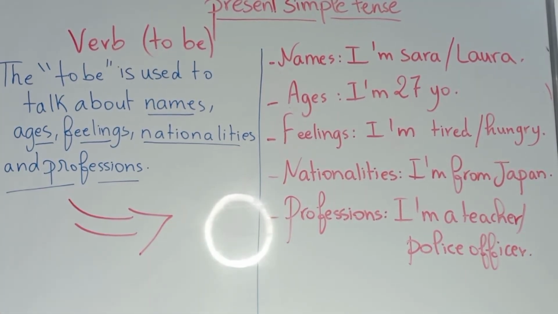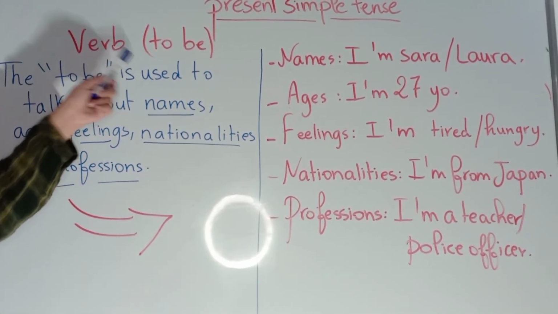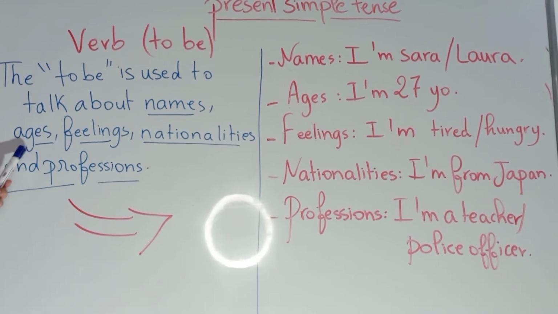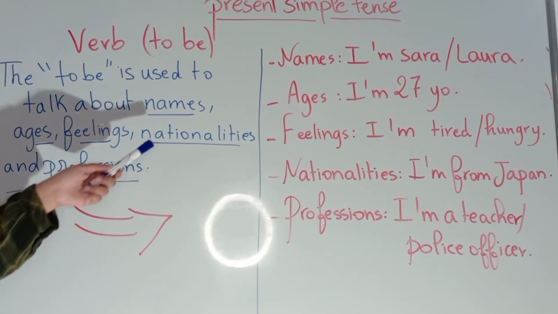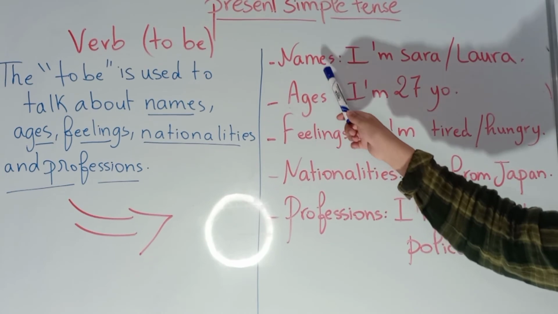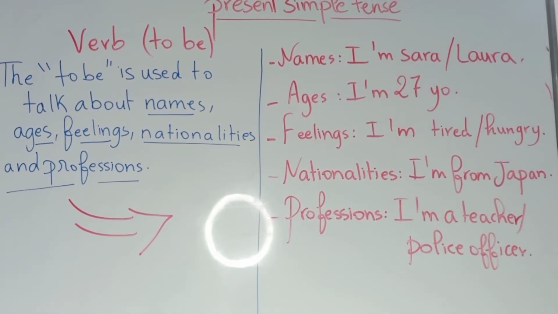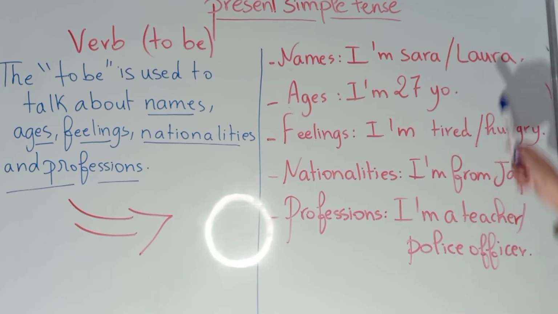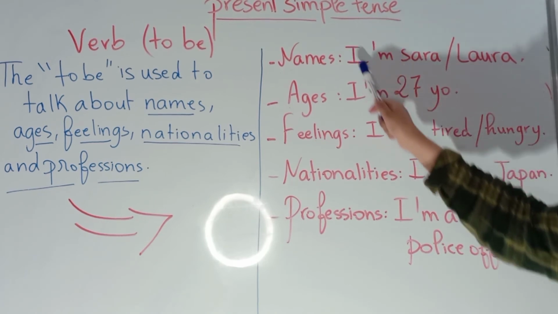Okay, let me ask you a question. When do we use verb to be? Yes, for names. For ages. Yes, for feelings. Nationalities, very good. And professions. Good job. So we talked about names. How can we use verb to be in names? I'm Sarah. Or I'm Laura. So you're telling your name by using verb to be.